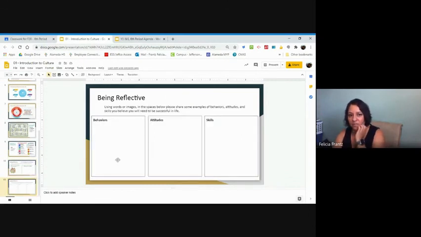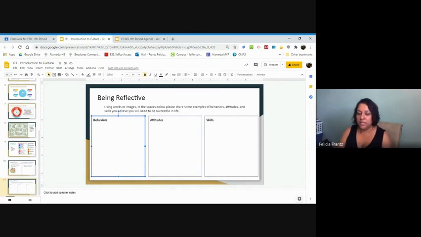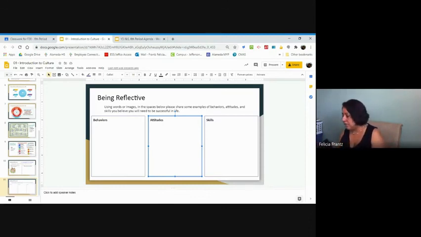The last slide is being reflective. This is looking more at you internally and sharing some examples of behaviors, attitudes, and skills you believe you will need to be successful in life. A behavior might be: I need to set an alarm so that I can get up and be on time to school or work every morning. An attitude might be having a positive outlook on life. Focusing on the positive rather than the negative will help you be successful, because you're not spending all this time and energy focused on things you can't control.